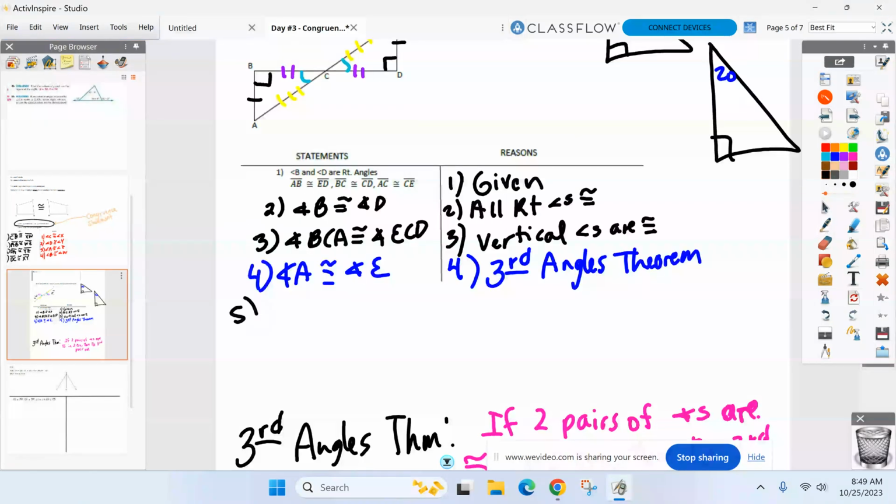Let's check ourselves. Do I have all three pairs of sides congruent? Yes, that was given to you. Do I have all three pairs of angles congruent? Yes. So if I have all of that, now I can say the triangles are congruent. But be careful. Remember what we talked about. When you write this statement, the sides and the angles must match up correctly.